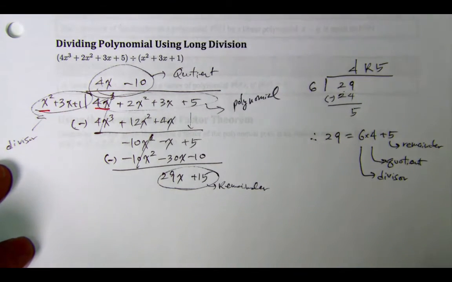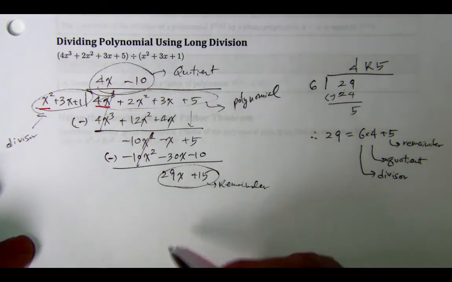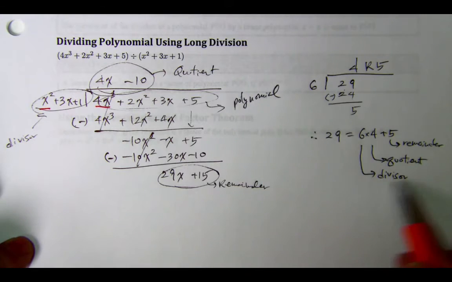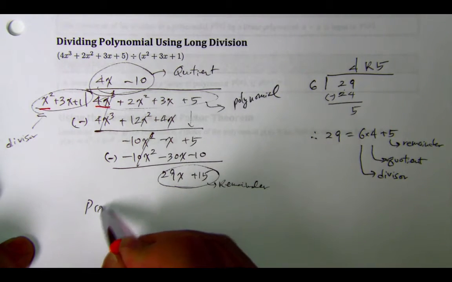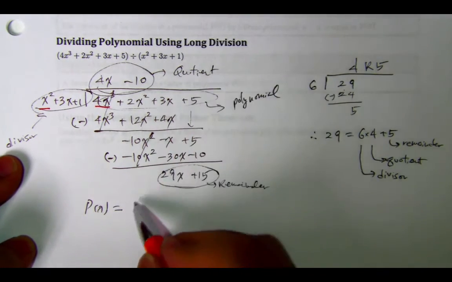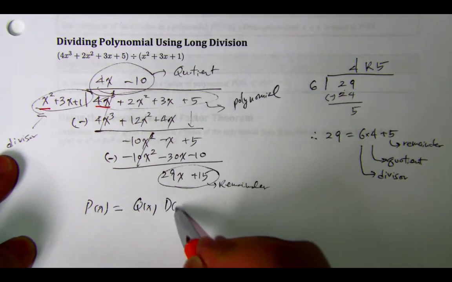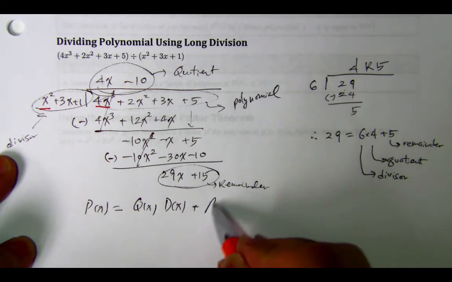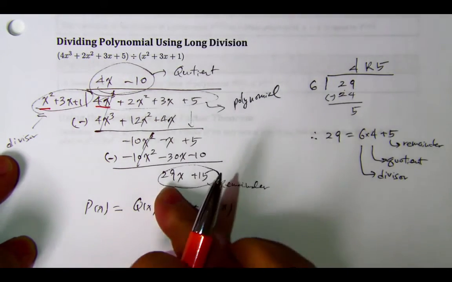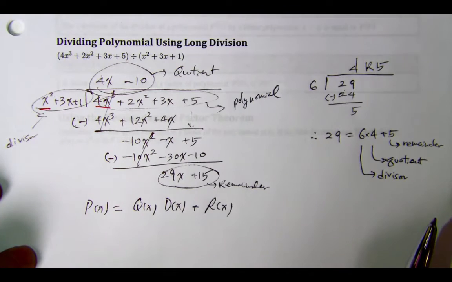Okay? So what some books will write this as is just like over here, guys. P of x is equal to q of x, that's the quotient value, times the divisor, d of x, plus the remainder, r of x. Because each term may be expressed in terms of x.